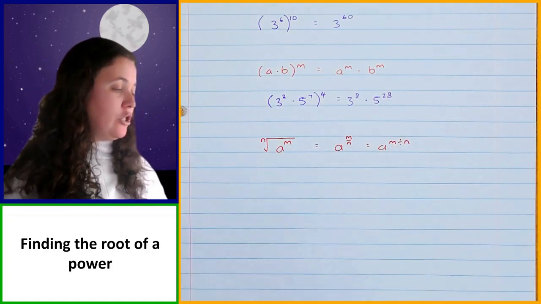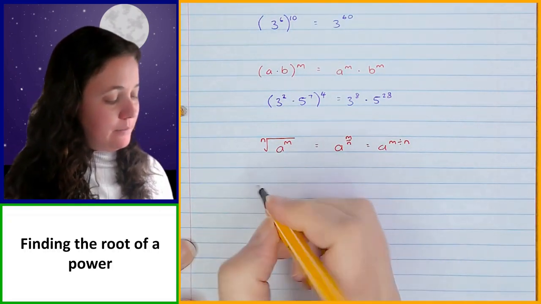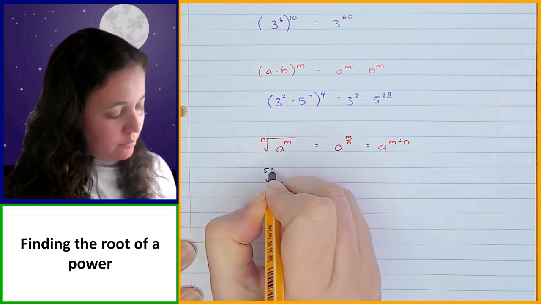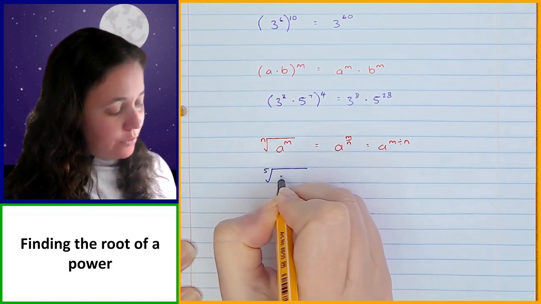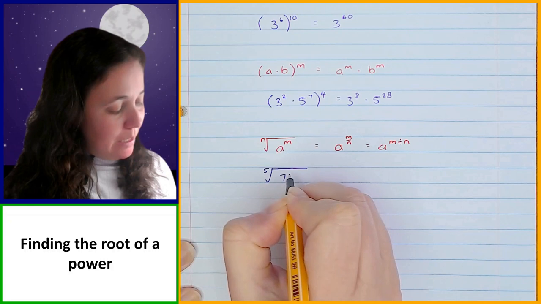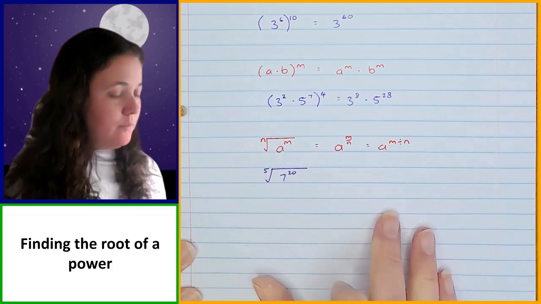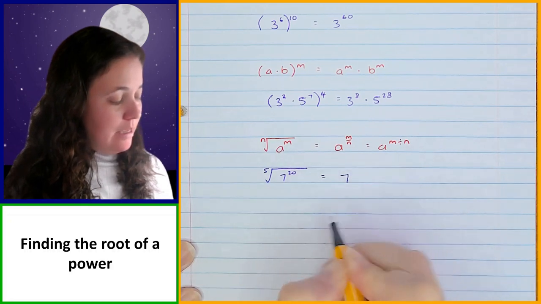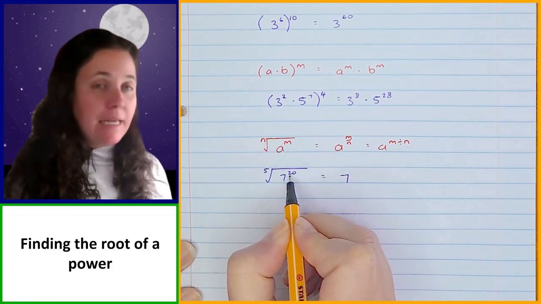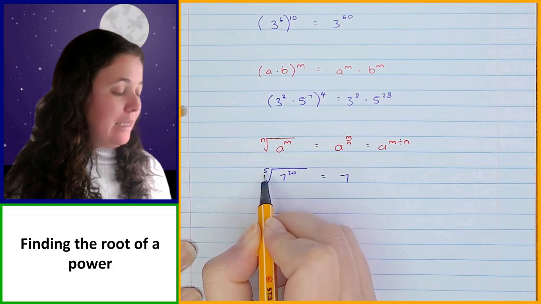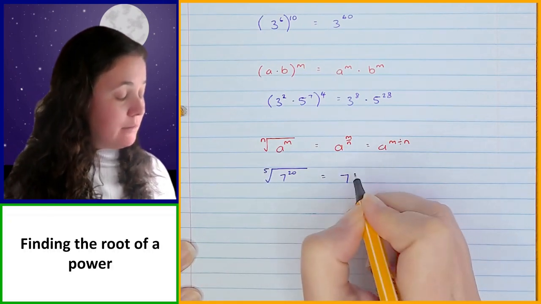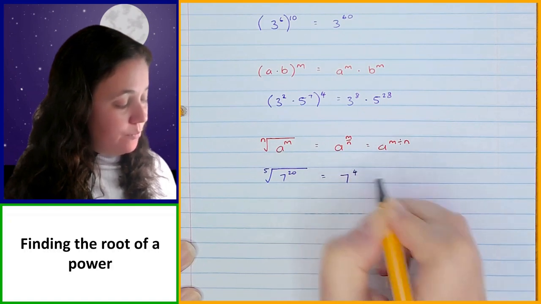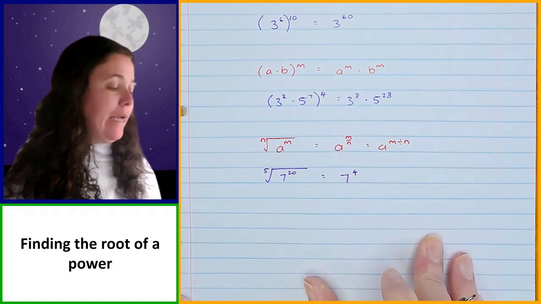An example of that could be something like this. The fifth root of 7 to the power of 20. I'm going to keep the base the same, and I take the exponent and divide it by the root's index. That gives me 20 divided by 5, which is 4. Okay, so that's what we had for that rule.